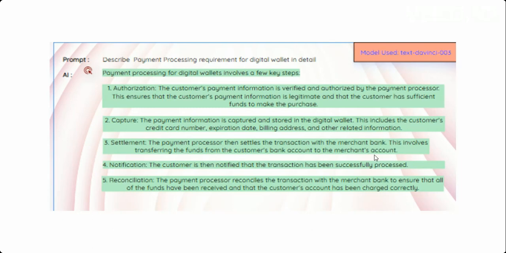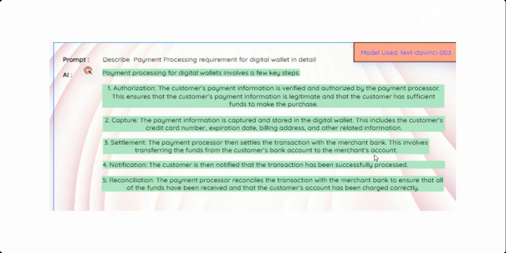So what are the key steps involved in digital wallet payment processing? Authorization should be there, and capture, settlement, notification, and reconciliation. First you should verify the user's identity and capture details like credit card numbers and billing details, the credit card expiration date, and so on. Next, settlement: the merchant bank takes it and transfers the funds to that account. And then it will notify you whether the transaction is processed or not.